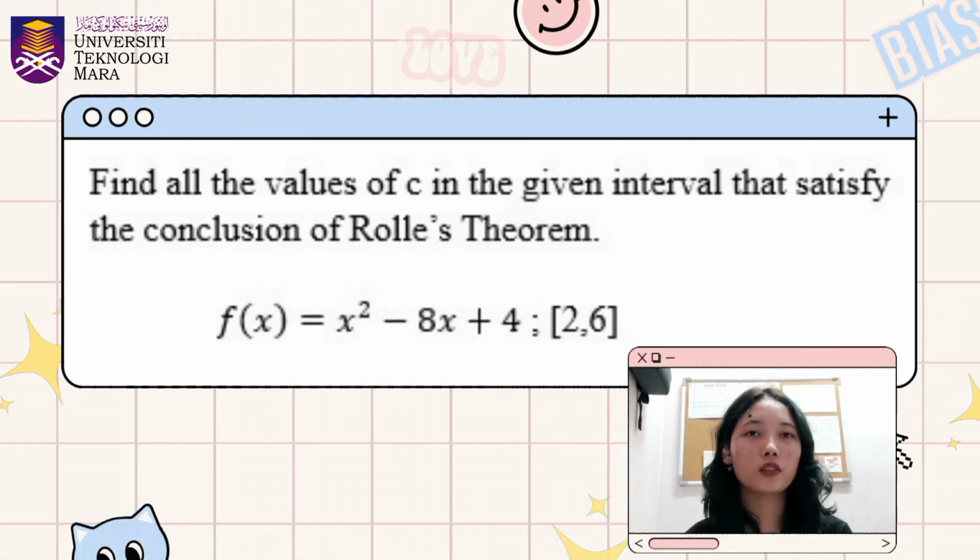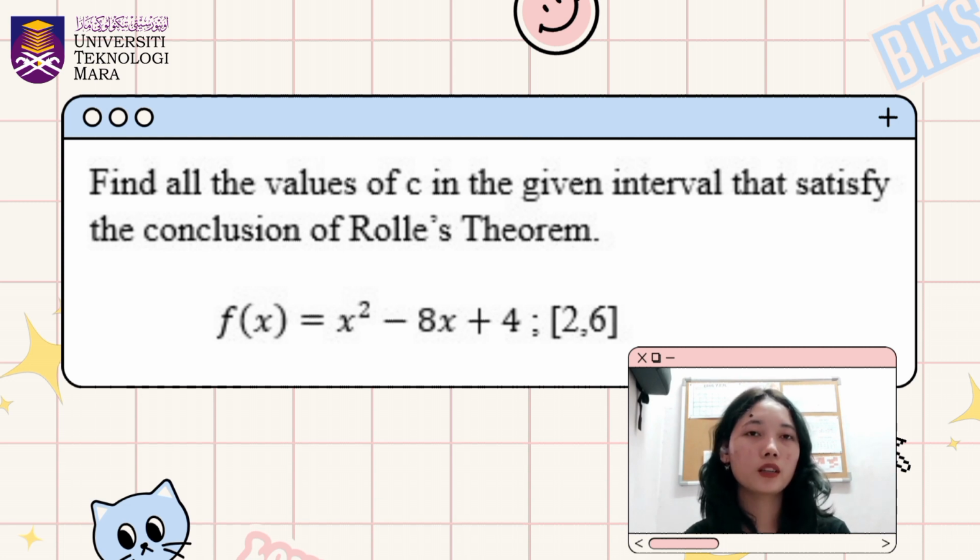The first question is to find all the values of c in the given interval that satisfy the conclusion of Rolle's theorem. The function is f(x) equals x squared minus 8x plus 4 with interval [2, 6].